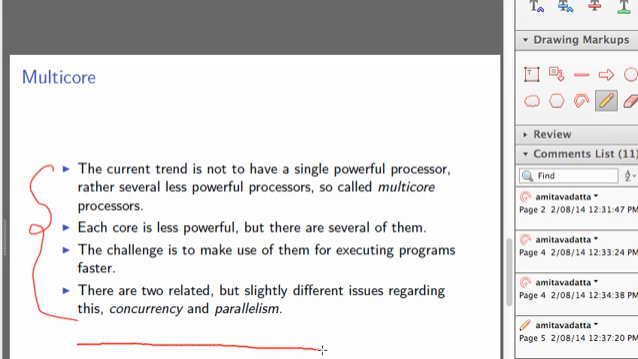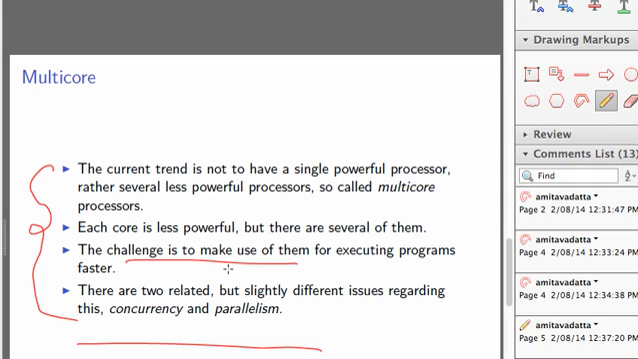That means that instead of a very powerful single processor, you have multiple less powerful processors, and you have to make use of those processors for executing your programs faster and faster. Now, this is highly non-trivial because earlier you used to write programs with sequential execution in mind. Now you have to write programs which can be decomposed into multiple parts for running on multiple cores.